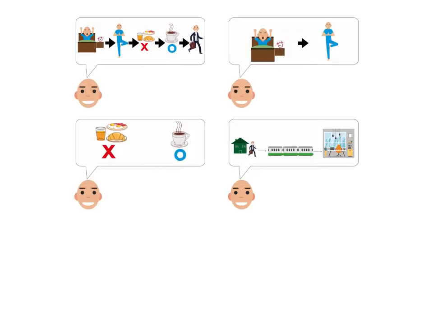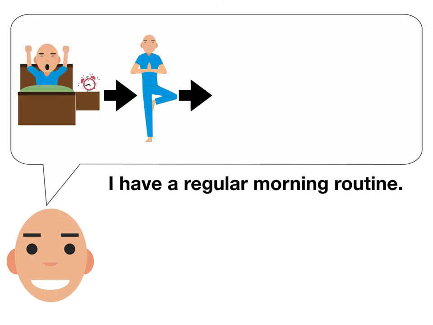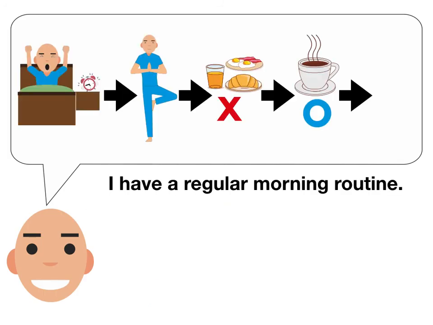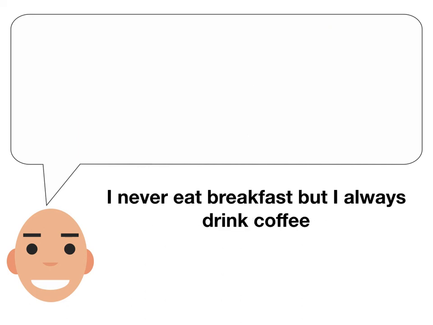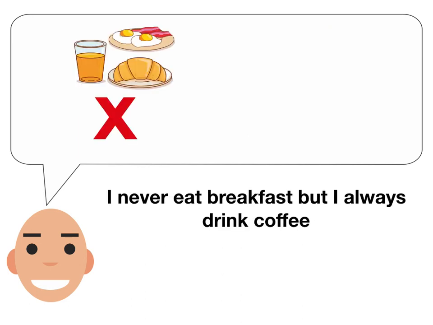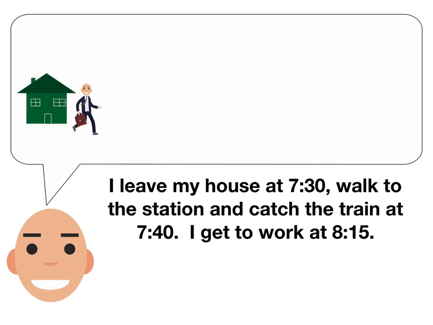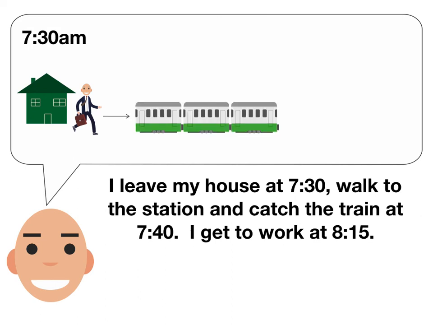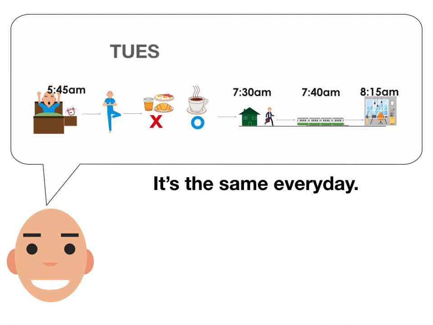Okay, and now let's listen one more time. I have a regular morning routine. I always wake up at 5:45 and do yoga. I never eat breakfast, but I always drink coffee. I leave my house at 7:30, walk to the station, and catch the train at 7:40. I get to work at 8:15. It's the same every day.